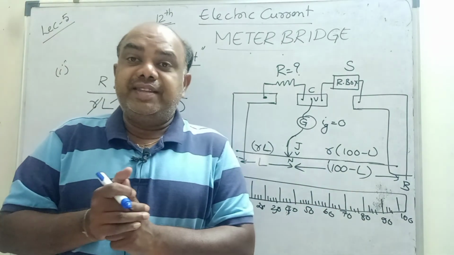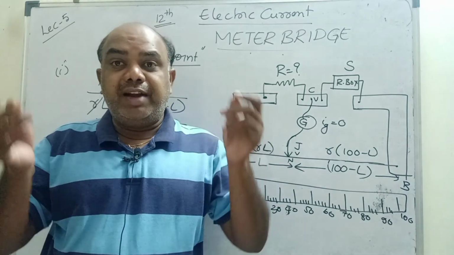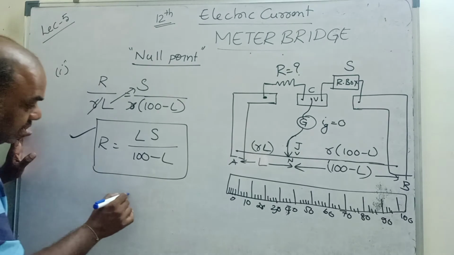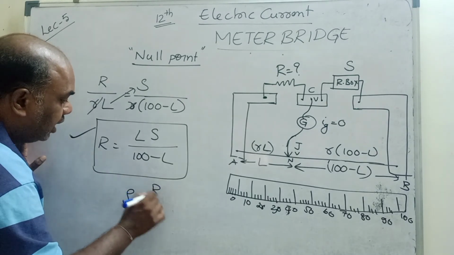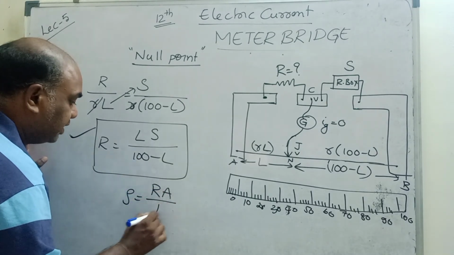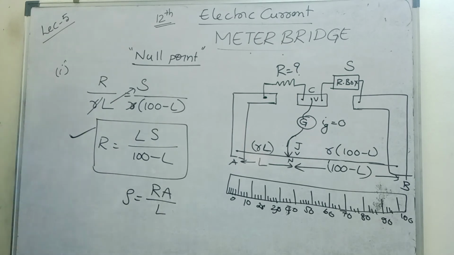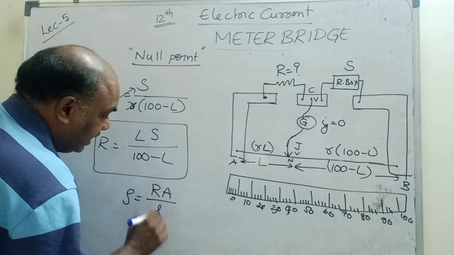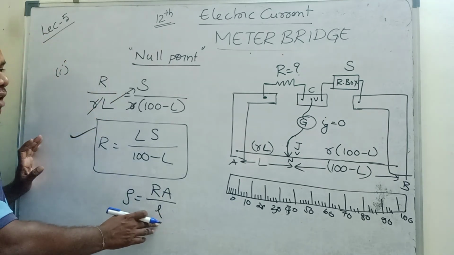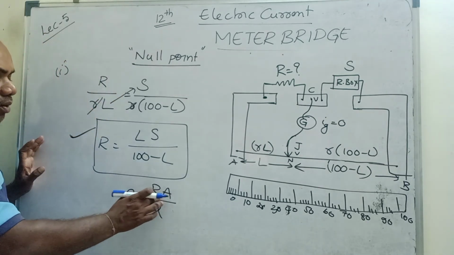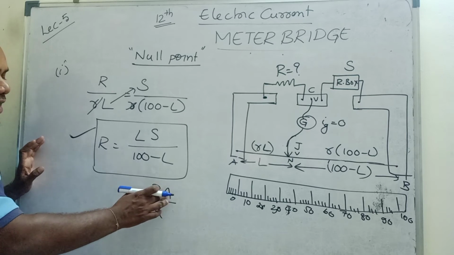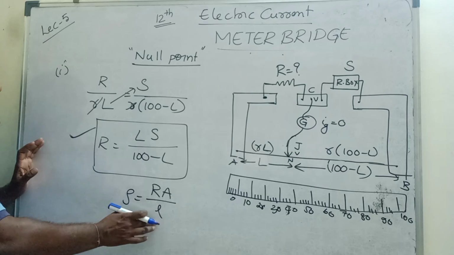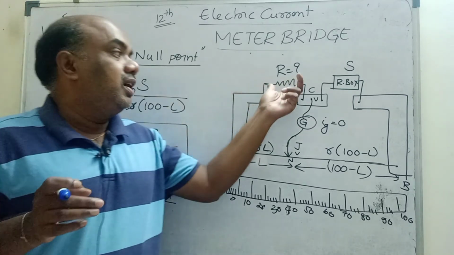Sir, what about resistivity? You said that we can find the resistivity also, no? Yes. What is the principle of resistivity? Rho is equal to RA by L, from the laws of resistance. Sir, what is L here? L is nothing but the length of the conductor. R is the resistance of the conductor. A means area of cross section. L is the length of the conductor. Here L means this length of the conductor.